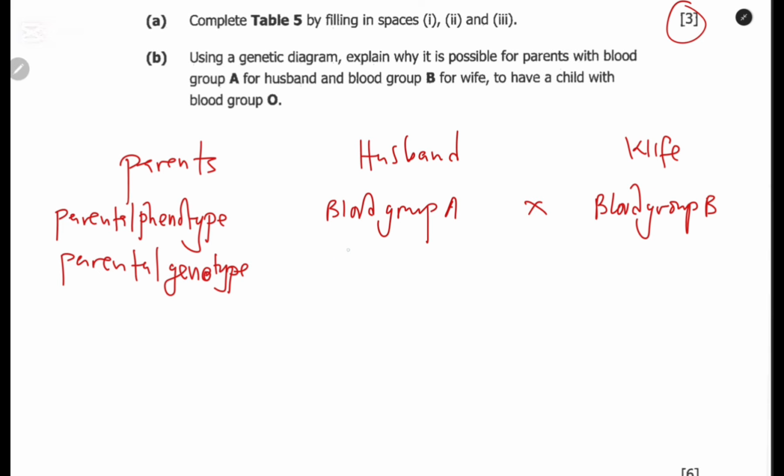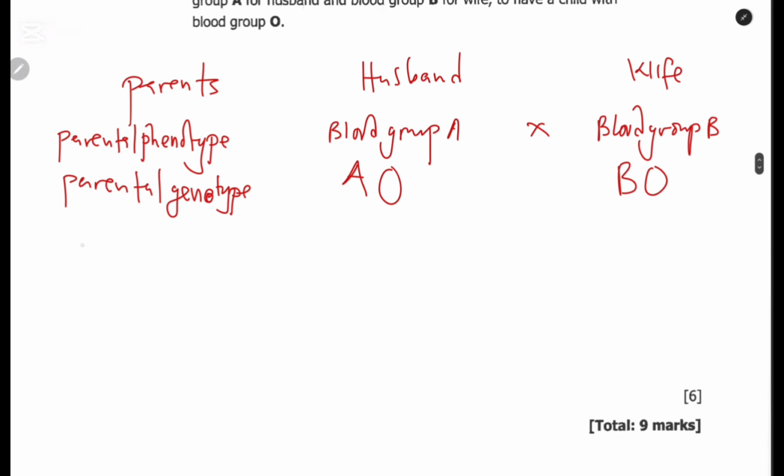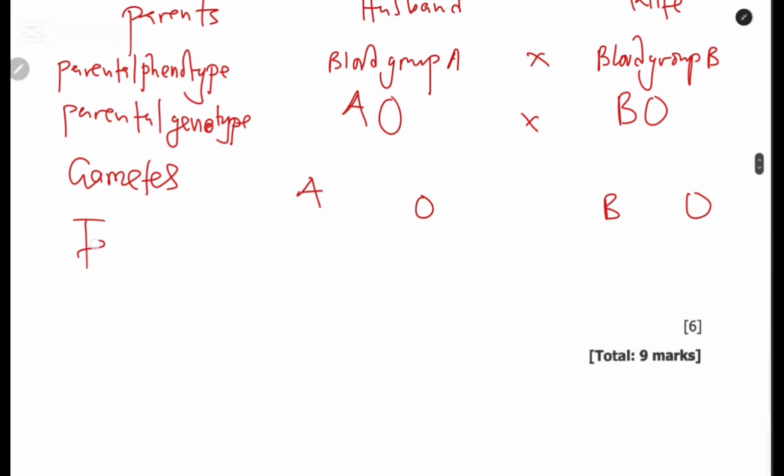So here, genotype, we have A, O, and of course B, O. The order matters. You cannot write OA. You start with the dominant one. Then down here, we can say gametes. So for gametes, you just separate these. You put A, O, like that. Then you put B, O, like that. Then of course you can put here fertilization. Then you do the crossing with that.